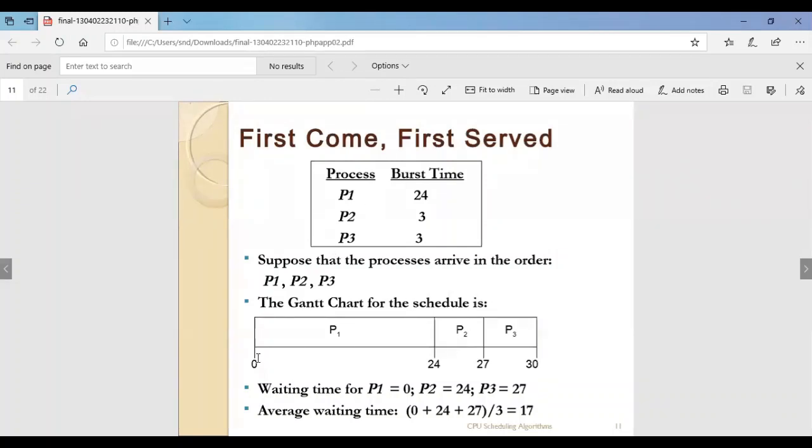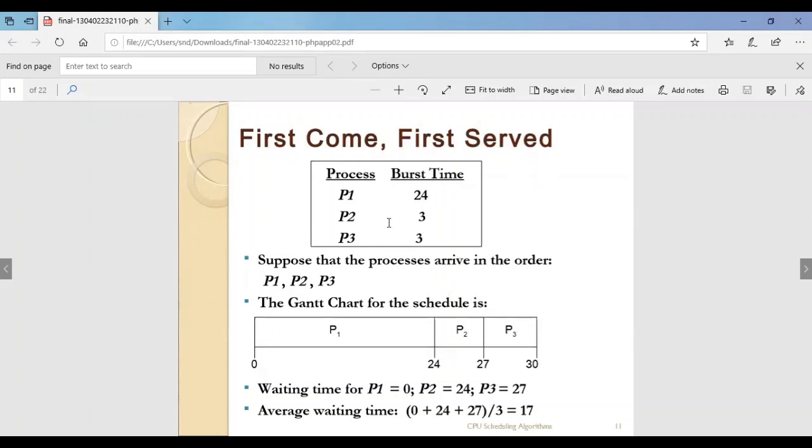So here, P1 runs from 0 to 24. This is non-preemptive, meaning we cannot preempt. FCFS is a non-preemptive algorithm. Getting it? First come, first serve is a non-preemptive algorithm. P1 comes, so P1 runs 0 to 24. So 24 milliseconds is assigned on the processor for P1.